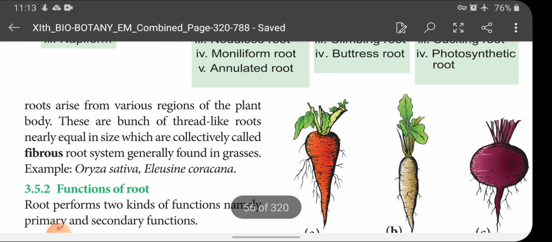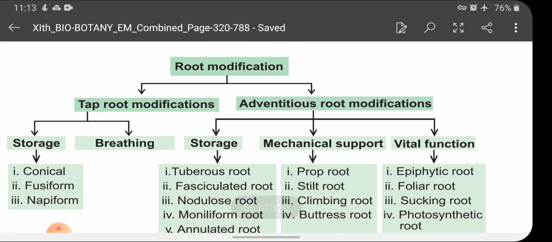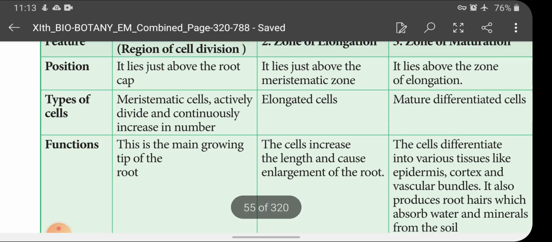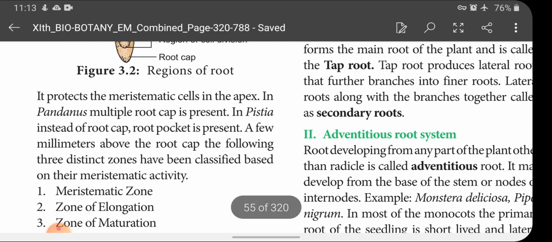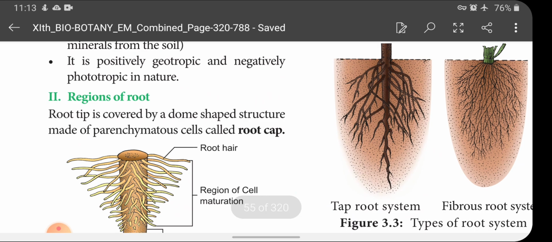And today's homework: please see the table or this flow chart regarding root modification. I am going to give only one 5-mark question: explain the various parts of the root or various regions of the root with example. Along with that, the flow chart of root modification. So these are the two questions you will get as homework, and I will see you in my next class, children. Bye.